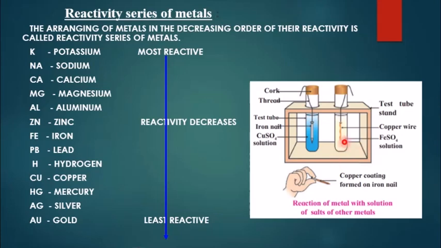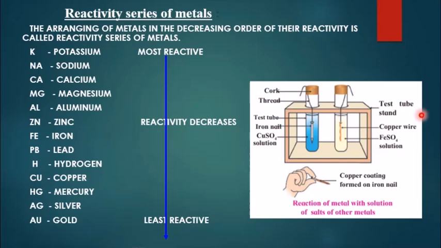When you remove this copper wire, you won't see iron substances on top of that. You will only see the copper coating on the iron nail. You won't see the iron coating on the copper wire. So from this we can conclude that if a metal A displaces another metal B from the solution of its salt, then it means that metal A is more reactive than the metal B.